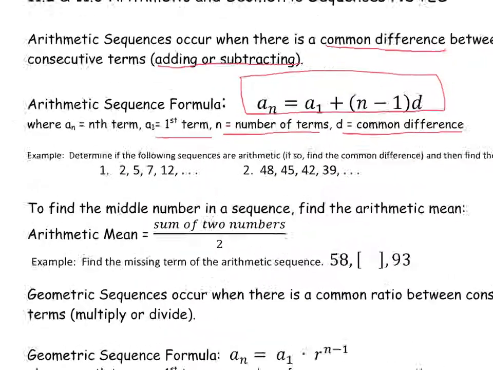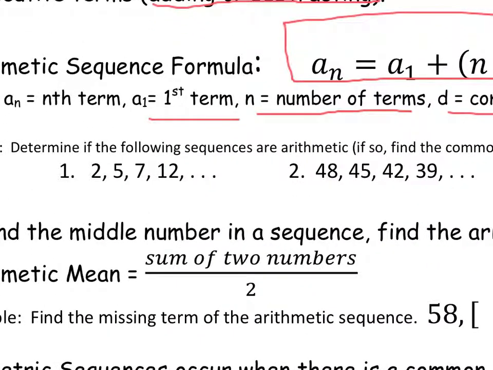So let's start with this first one. What you do is take the second number and subtract the first number. The difference between 5 and 2, 5 minus 2, is 3. Then you look at the next two terms. The difference between 7 and 5 is 2. And then the next two, the difference between 12 and 7 is 5. So this sequence is not arithmetic. There's not a common difference, in other words.